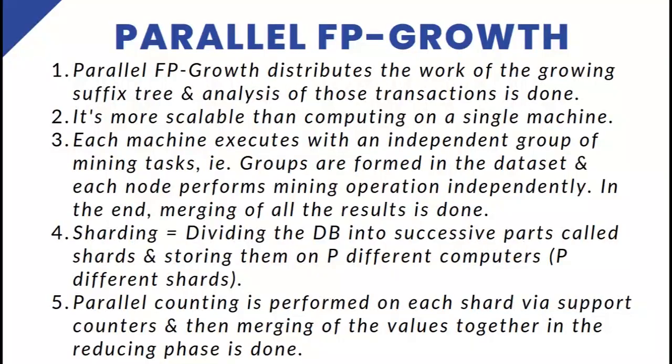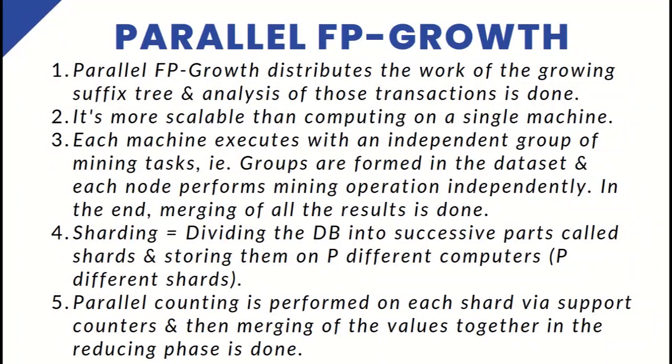This is Ayushi, and we'll be talking about parallel FP growth. Input data of transactions is given to the cluster having P processors and P CPUs to run the map. Sharding takes place where the database is divided into P successive parts, called shards, and stored on P different nodes. Parallel FP growth distributes the work of growing the suffix tree, and suffix analysis of those transactions is done.